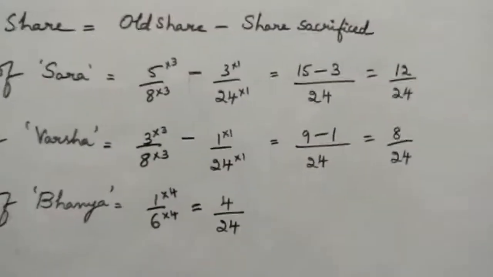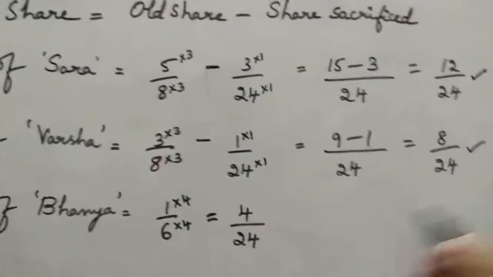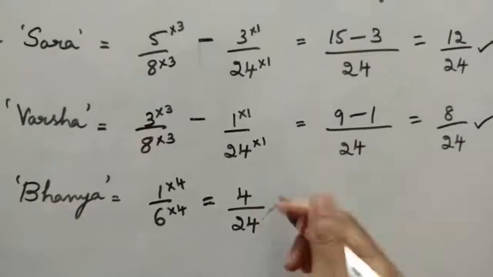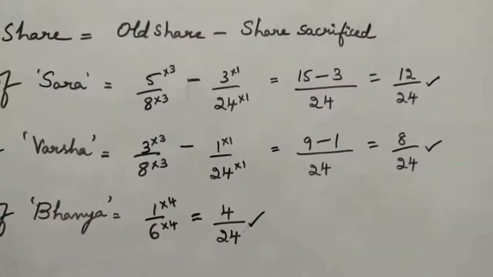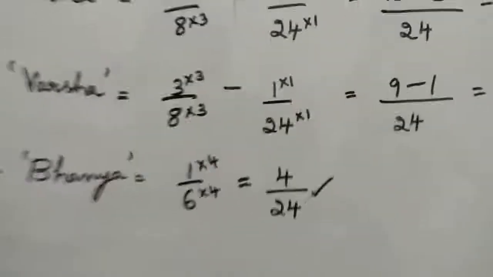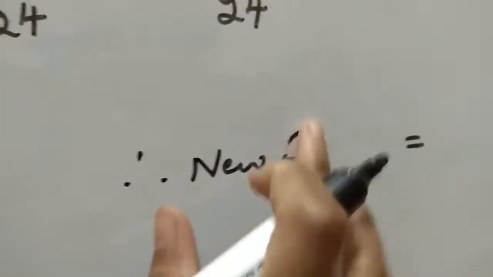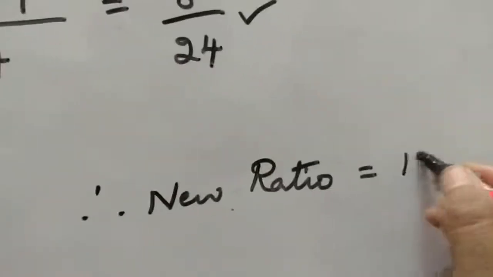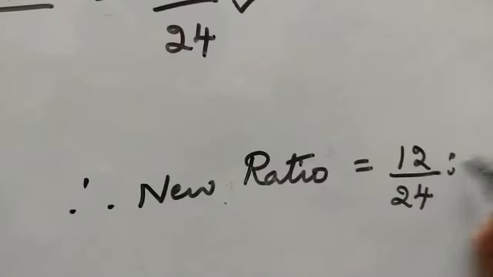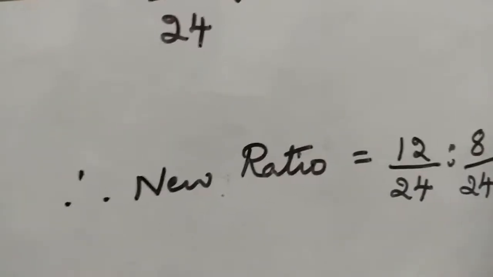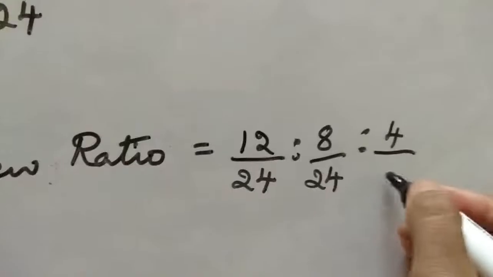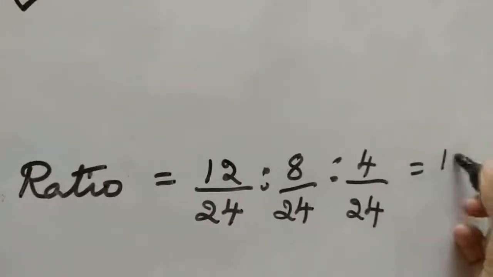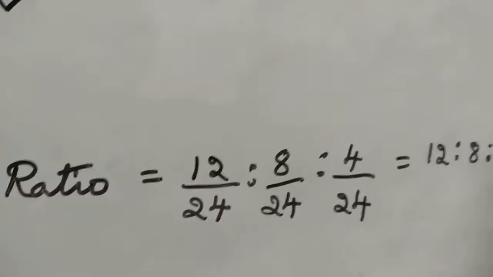Now we have brought all the denominators equal, right? Yes. So now we have found a new share. Therefore the new ratio is equal to 12 by 24 is to 8 by 24 is to 4 by 24, which is equal to 12 is to 8 is to 4.